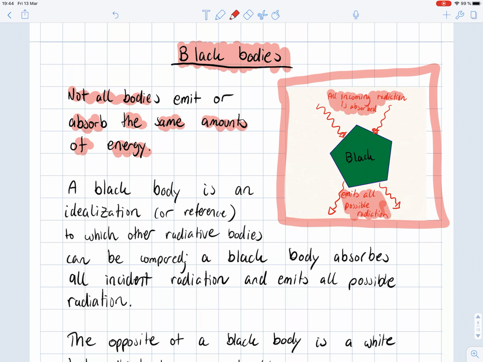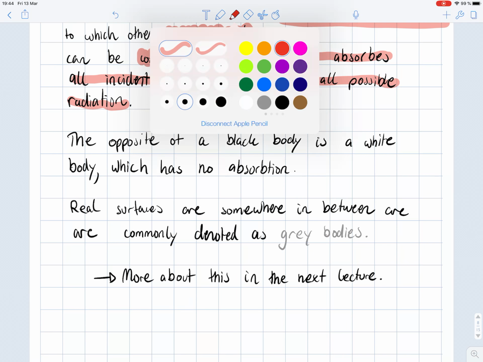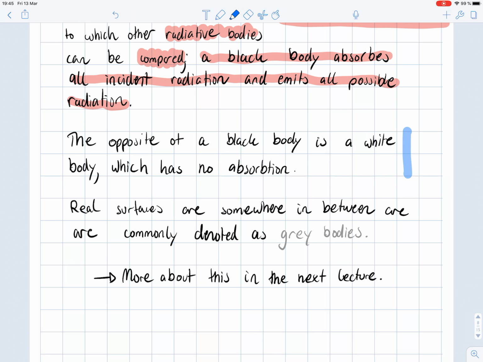And a black body is an idealization, or a reference if you want, to which we can compare other radiative bodies. As mentioned, a black body absorbs all incident radiation and emits all possible radiation. When we're talking about references, it's also useful to know what the opposite is. The opposite of a black body is a white body. The white body has no absorption and thereby no emission either.